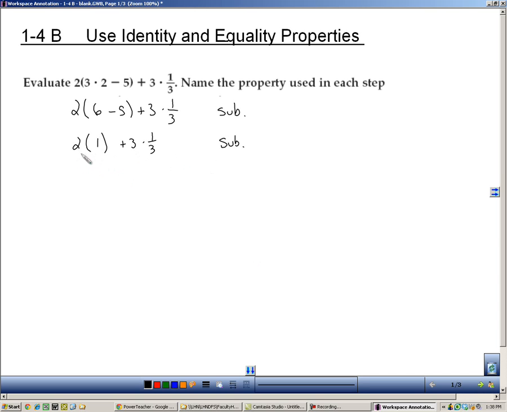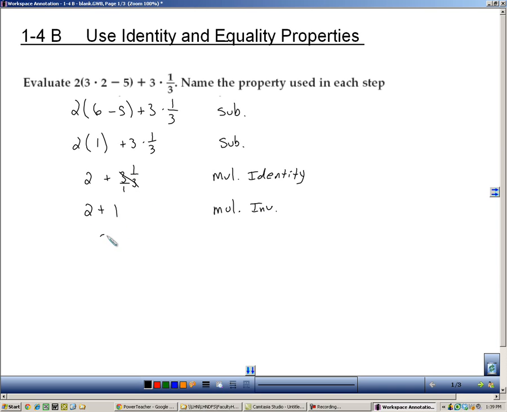Now, left to right, multiplication, we'll do 2 times 1 and get a 2. What property says I can start with a 2, multiply it by something, a 1, and get a 2? That's the multiplicative identity. Continuing, 3 times 1/3. When you multiply 3, it's really a 3 over 1. So if you want to think about it that way and then cancel the 3's, you'd get a 1. The property that says I can do that is the multiplicative inverse property. And 3 and 1/3 are called reciprocals.